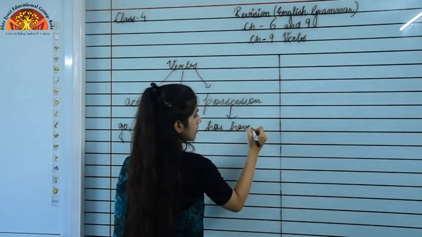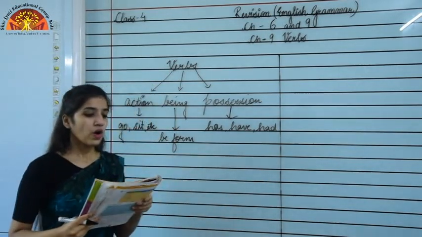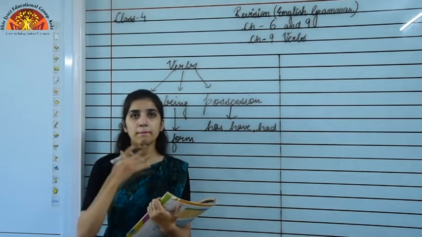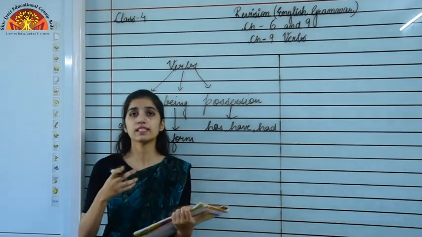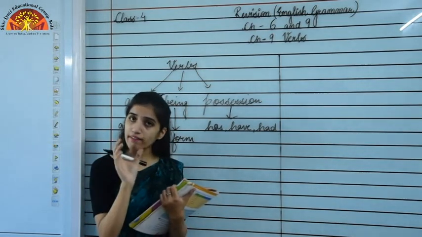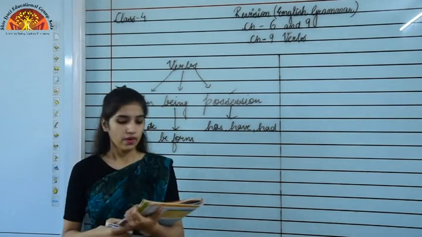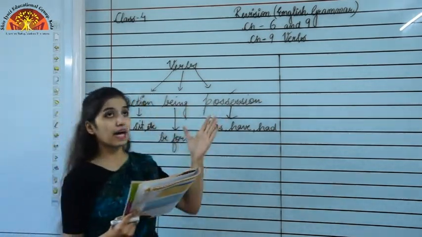have and had, right? So I can say, like, I have a new toy, means मेरे पास एक न्यू टॉय है. तो न्यू टॉय का बिलोंगिंग किसके पास है, मेरे पास है. So have is showing what, the possession or belonging, right? So these are the verbs that denote action, being and possession.